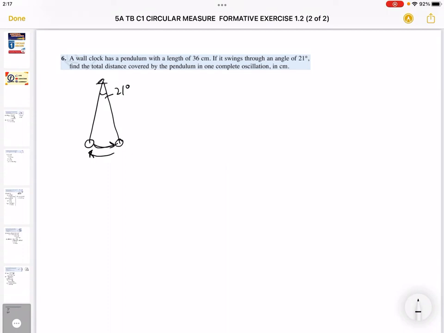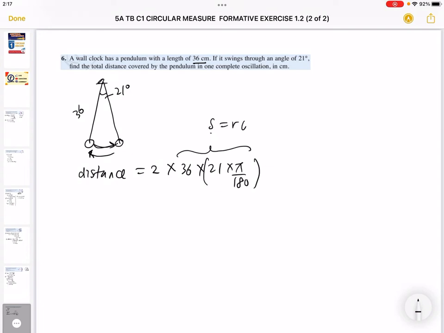So we know distance traveled is 2 times length of arc, S equals r theta. The length of the pendulum is 36 cm. So you have to multiply 21, but this is in degrees, so you have to convert to radians. Remember, S equals r theta, the radius is 36, theta is 21. You multiply with pi over 180, but make sure you times 2 and use 3.142 for your pi. I got 26.39 cm.